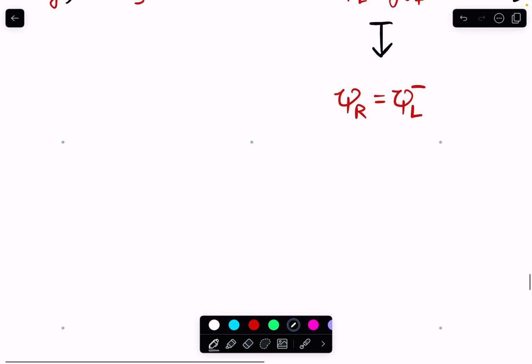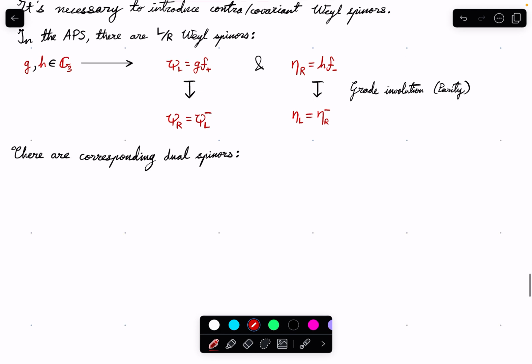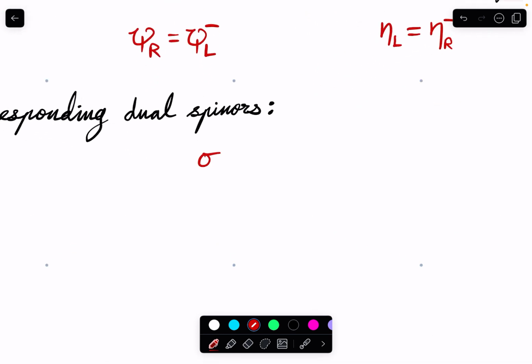There are also corresponding dual spinors. And these are created by first having your left spinor, and that maps to sigma x times this. And this is Clifford conjugation.